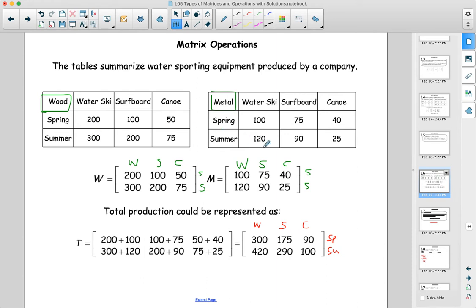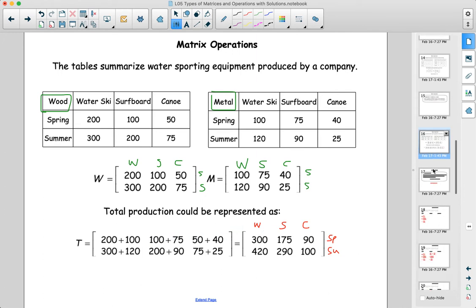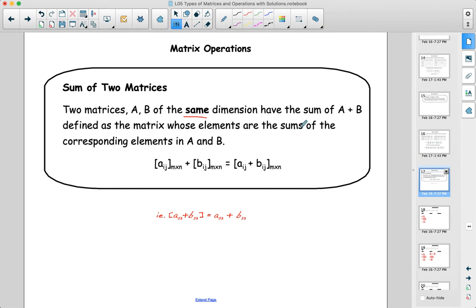And we would repeat that. Adding these two is the total number of water skis sold in the summer, total number of surfboards sold in the summer, and this plus this is the total number of canoes. So that would make sense. It makes sense to add those elements because they correspond. They're representing the same thing. We're just first element being made of wood, the second being made of metal, but altogether these are water skis, these ones are surfboards, and these ones are canoes. So that makes sense. That's going to lead to our next definition, sum of two matrices.